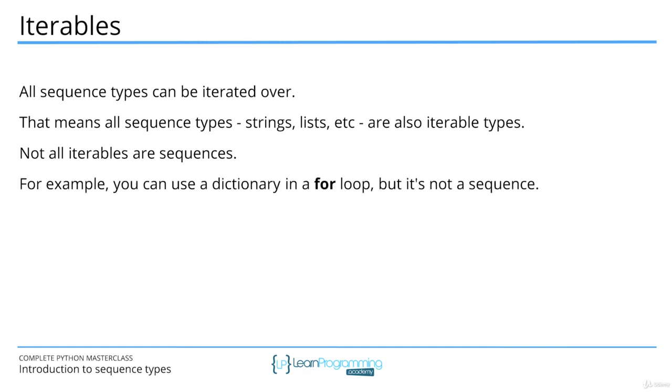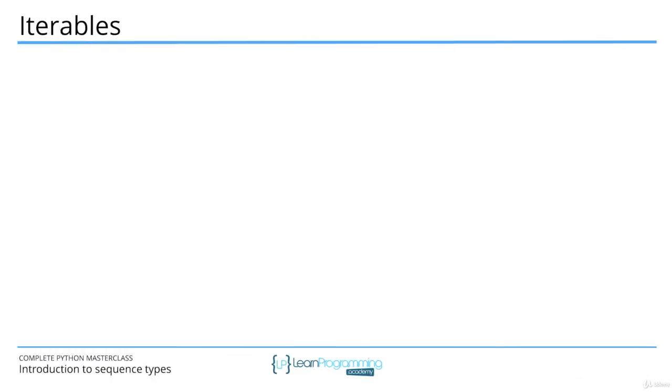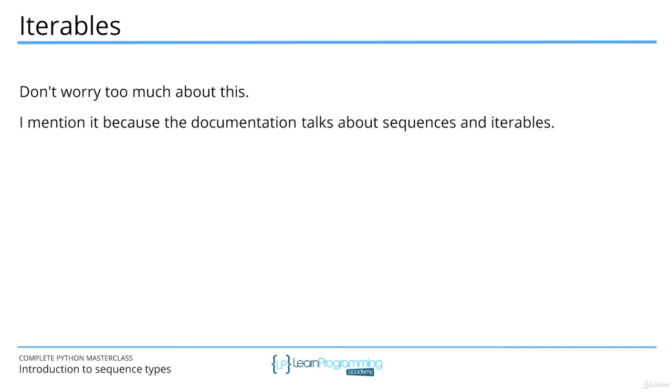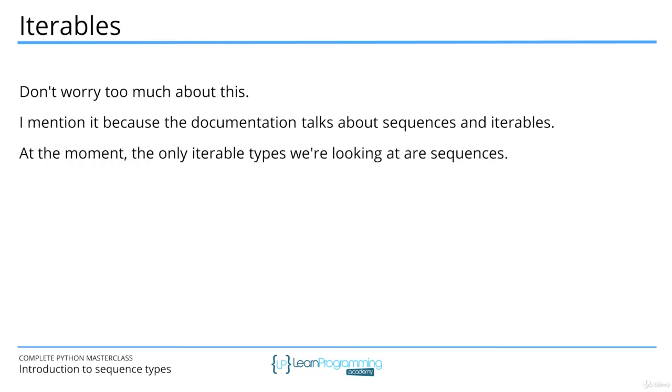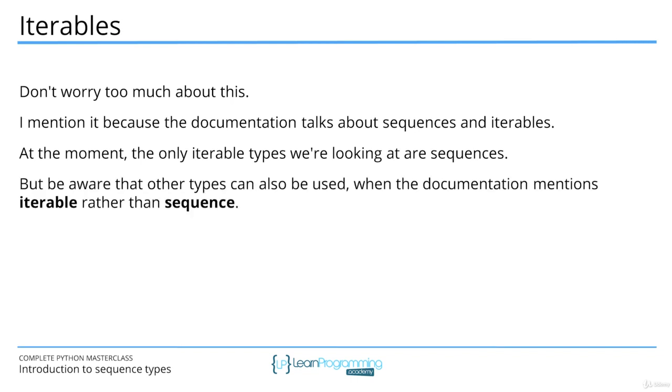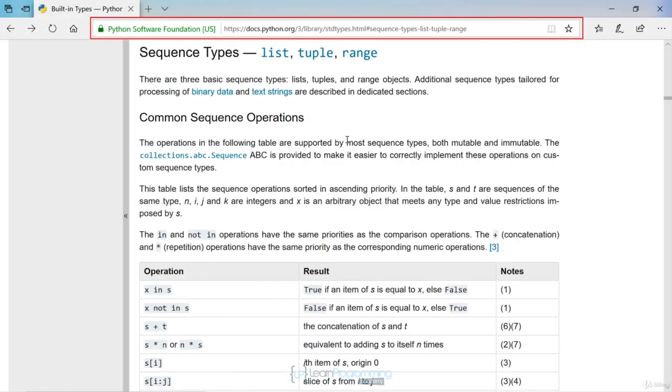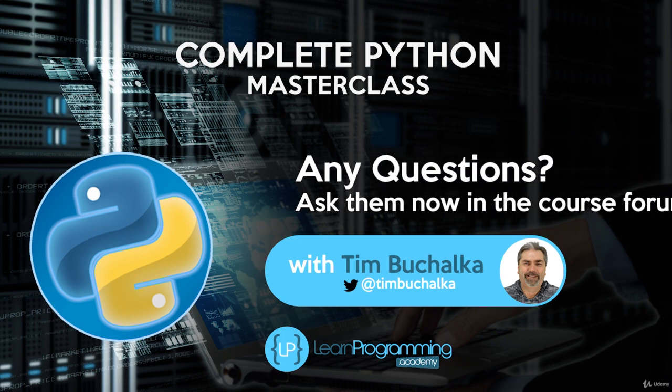For example, you can use a dictionary in a for loop, but it's not a sequence. So overall, don't worry too much about this for now. I mention it because the documentation talks about sequences and iterables. At the moment, the only iterable types we're looking at are sequences. But be aware that other types can also be used when the documentation mentions iterable rather than sequence. Alright, so I suggest you bookmark this page in your browser because you'll find it useful to refer to. We're going to start by looking at the first of these sequence types, lists, in the next video.